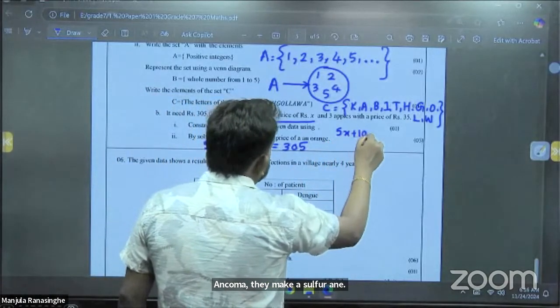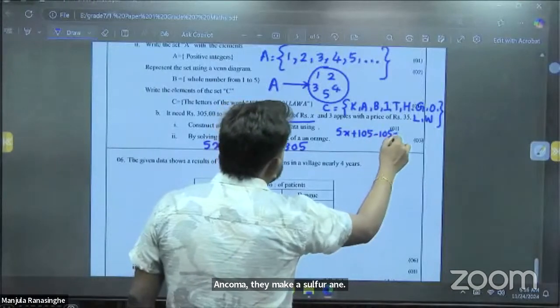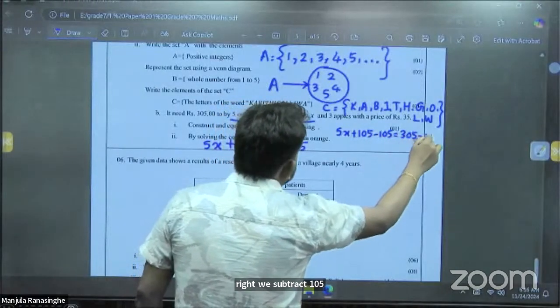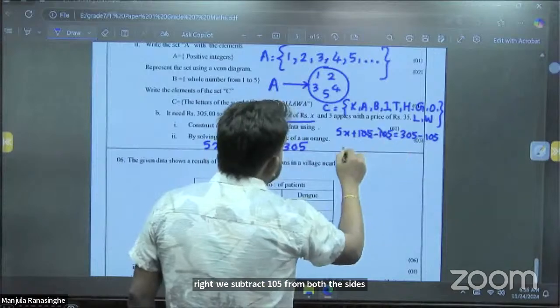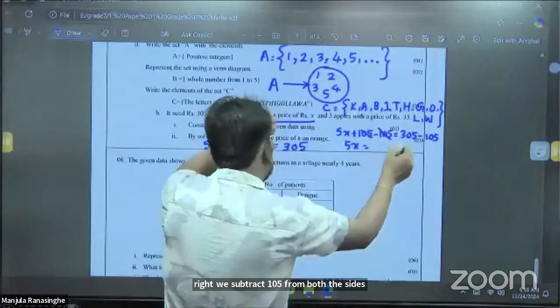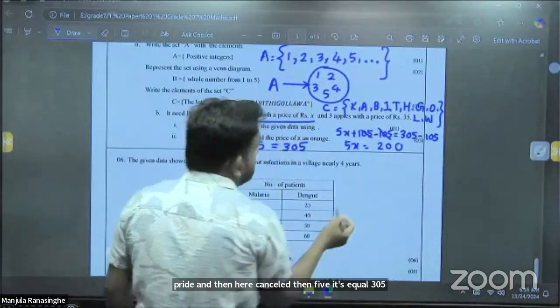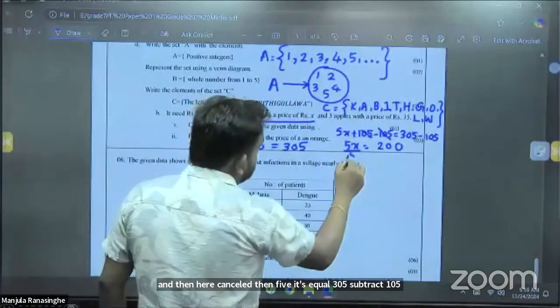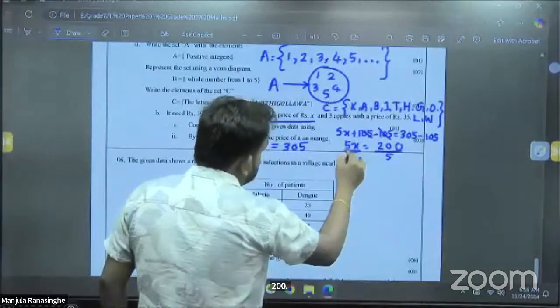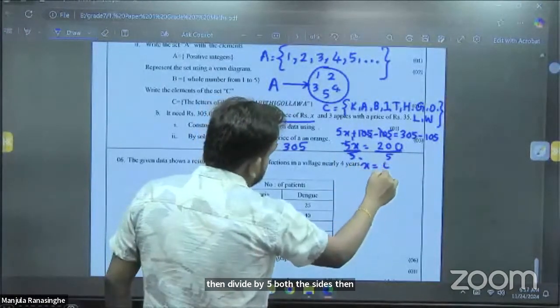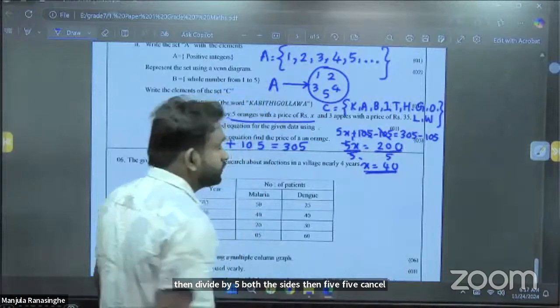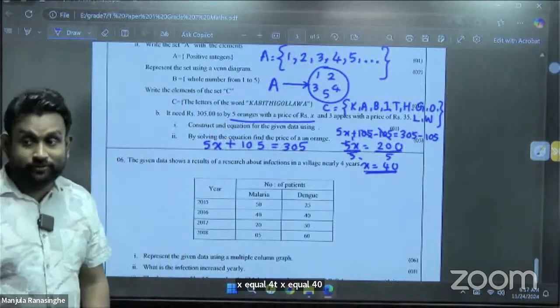We subtract 105 from both sides. Then 105 cancels, so 5x equals 305 minus 105, which is 200. Then divide by 5 on both sides, 5 cancels, x equals 40. x equals 40.